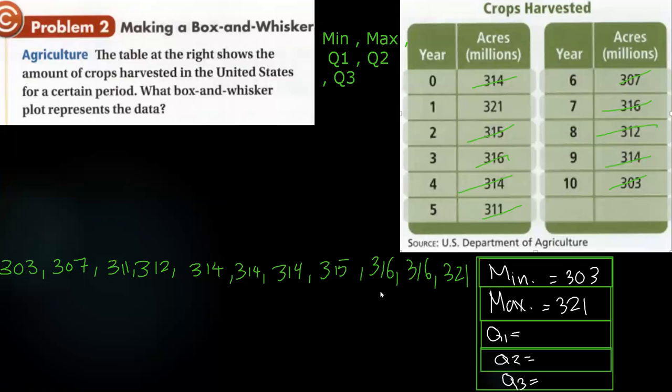Yes, teacher. So the first step, we took the data, the numbers from the acres millions from the table. And then we arranged them. After we arranged them, we found the minimum and the maximum. And then now I want to find Q1, Q2, and Q3.